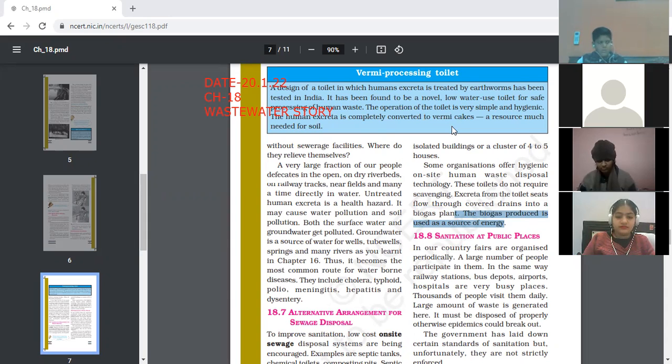Children, this is another alternate method, the vermicomposting process. You had already read about it in class 6, where red worms are used to speed up the process and change the compost into manure. So what is here? Vermiprocessing toilets, where human excreta, the waste of humans, is treated by earthworms and then used. This is very simple and hygienic. The human excreta is completely converted into vermicompost, which can be used, and is much needed for the soil because it adds manure to the soil. So these are the alternative ways for sewage waste treatment also.